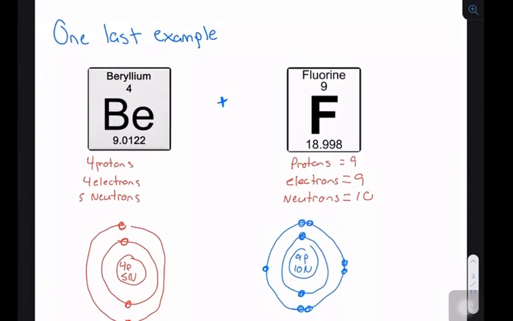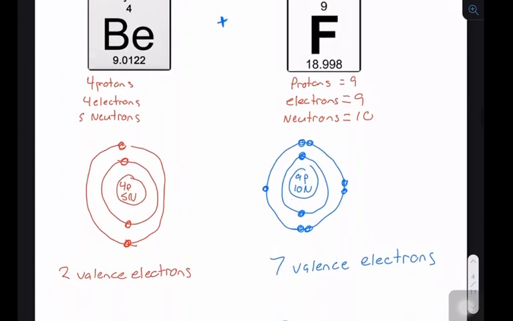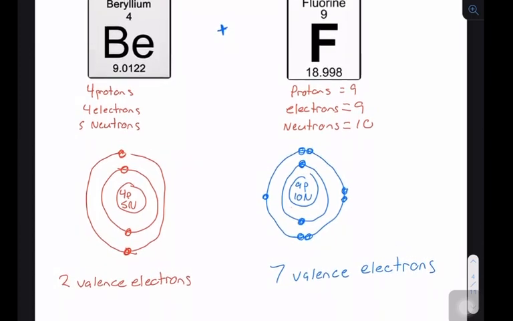One last example to show you: beryllium and fluorine, if they were added together and made a compound. Beryllium has 2 valence electrons because it has 2 on its outer shell. Fluorine has 7 valence electrons. So beryllium wants to lose the 2 to be balanced, and fluorine wants to gain 1. So beryllium can give 1 to fluorine. I'll mark an X to say that it's gone. Now beryllium has 3 electrons, but it's not happy yet. It has to lose 1 more.